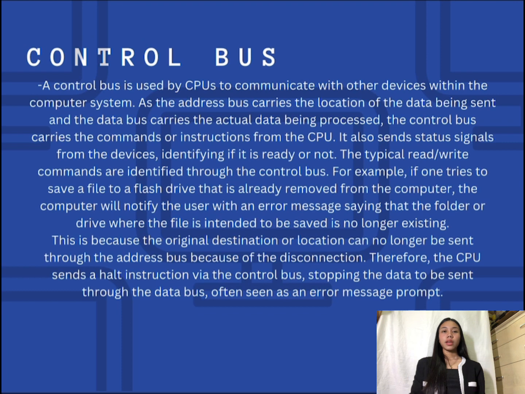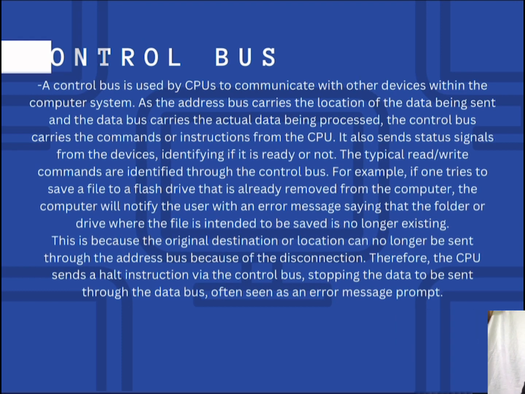For example, if you try to save a file to a flash drive that has been disconnected from the computer, it will display an error message because the destination location cannot be sent through the address bus. In response, the CPU sends a halt instruction via the control bus, stopping the data transfer through the data bus and prompting an error message.